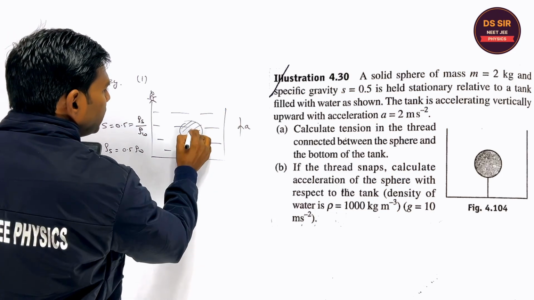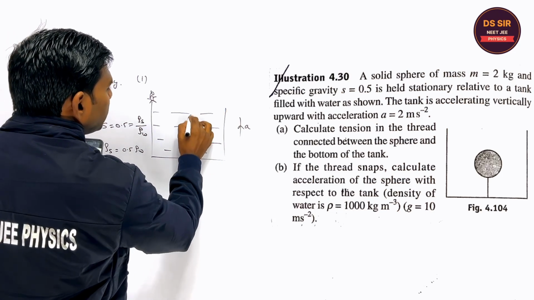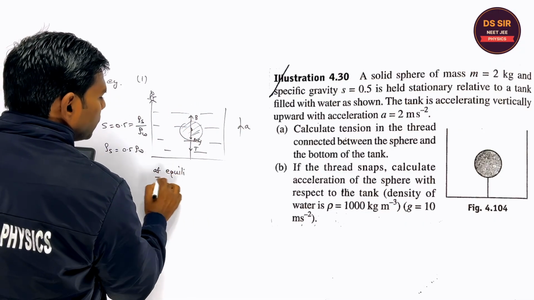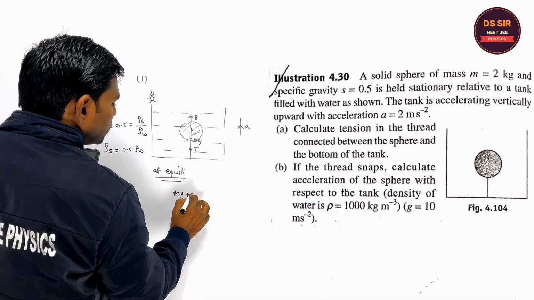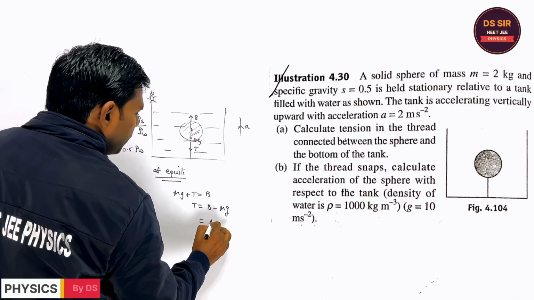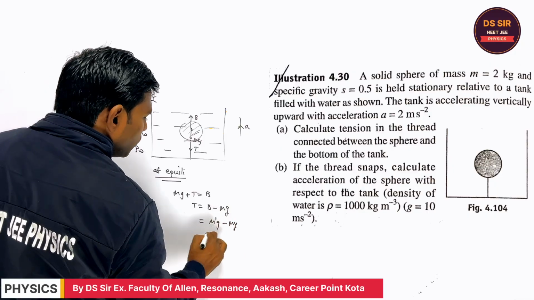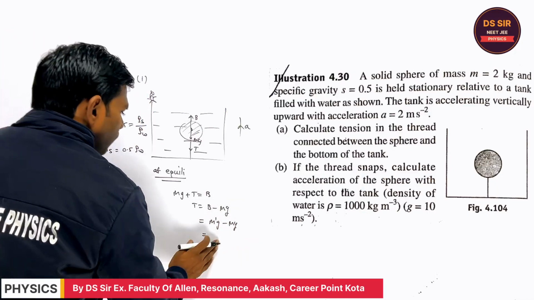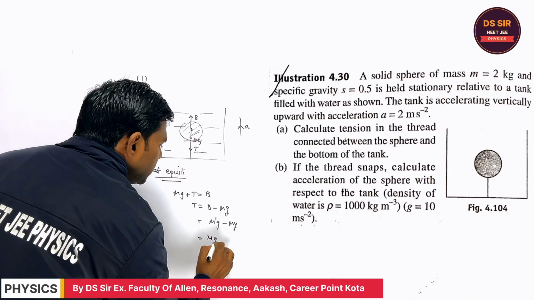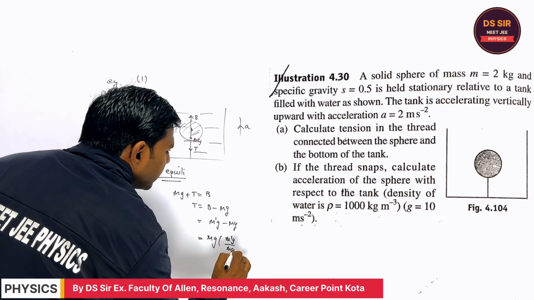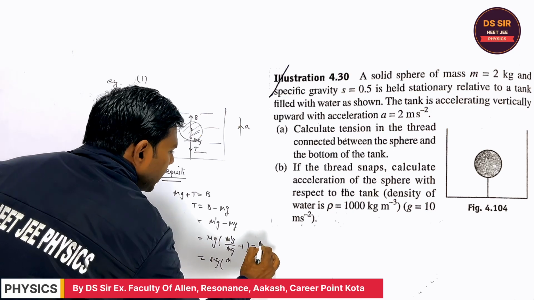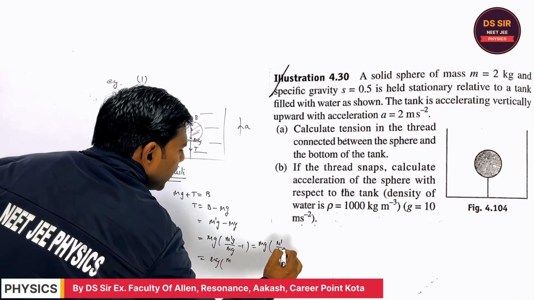So the tension is over here, the mg is downward and the buoyancy is acting upward. So at equilibrium, mg plus tension will be equal to the buoyancy force, so T is buoyancy minus mg. What is the buoyancy force? It is m dash g. What will you take common? Mass is given, so mg times (m dash g upon mg minus 1). So mg, what is the m dash? It will be mg into (m dash upon m minus 1).